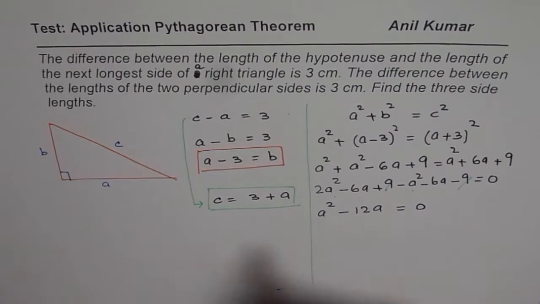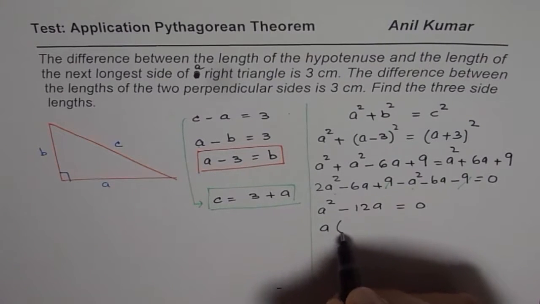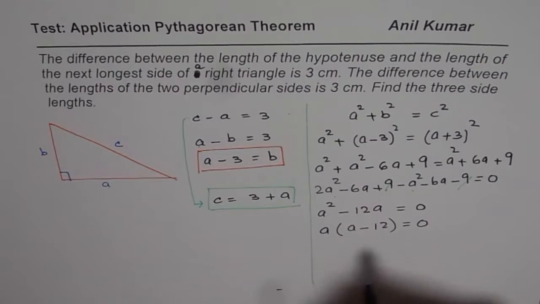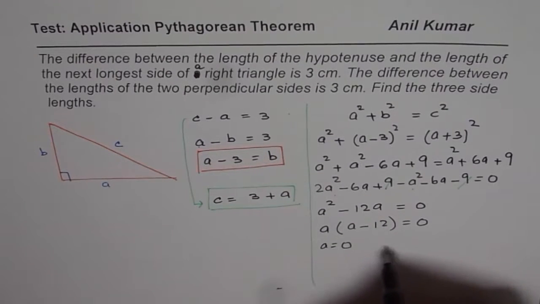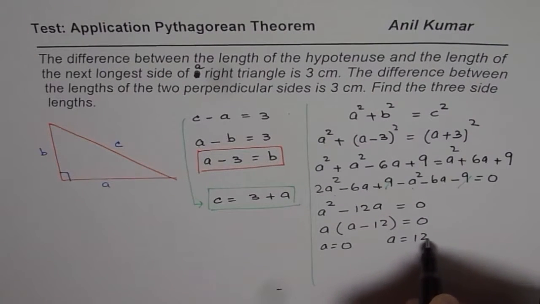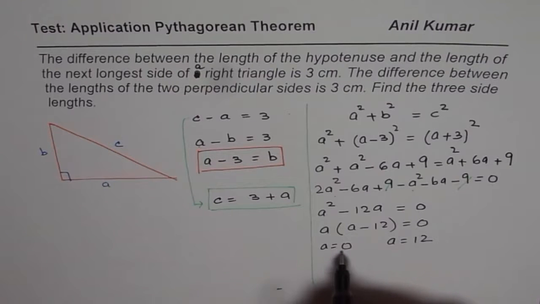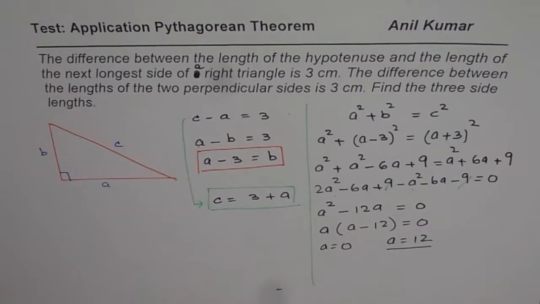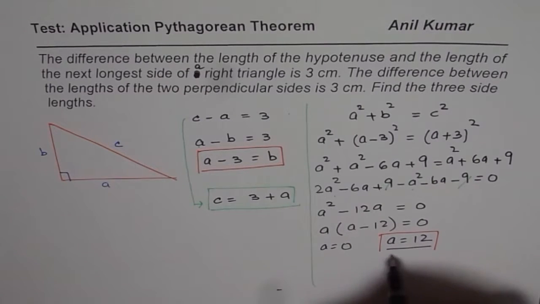Now, when will this be 0? We can take a common. We get a times a minus 12 equals 0. Now, there are two solutions. A could be equal to 0 or a could be equal to 12. Definitely, a has to be greater than 0. And so, we have only one possibility. So, a equals 12. Do you get the idea? So, we get the solution as a equals 12.